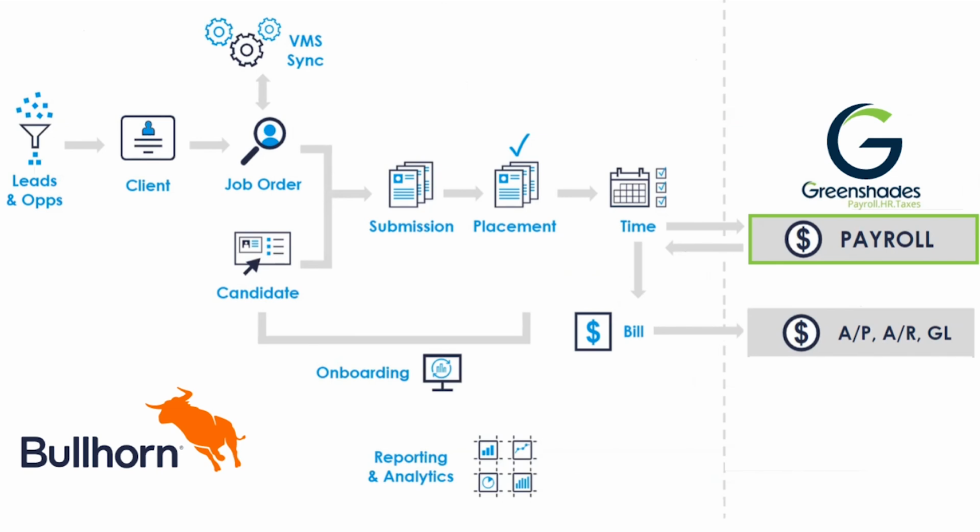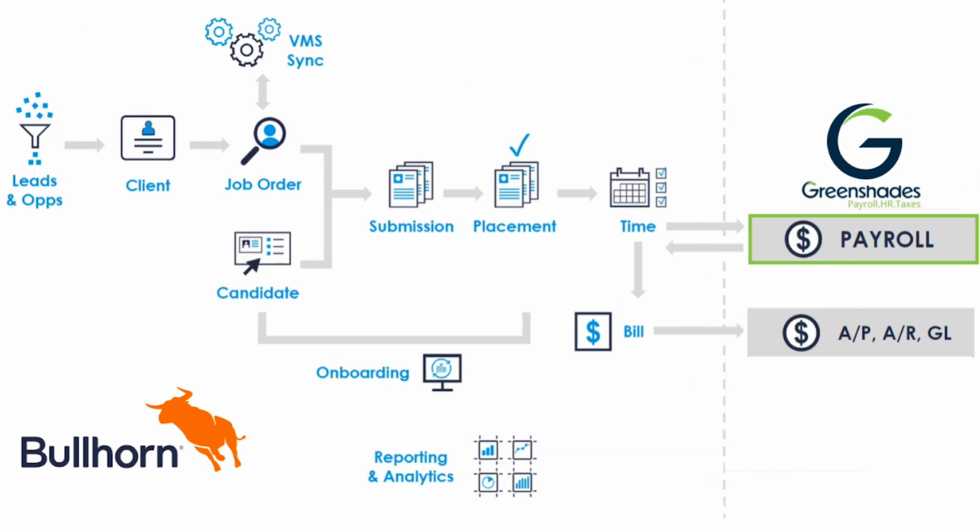As candidates and employees are added to the Bullhorn One application, that data is going to seamlessly flow into the Greenshades Online application automatically. There are no manual clicks or anything that you need to do to make that happen. That is a seamless integration, and that data will flow automatically.